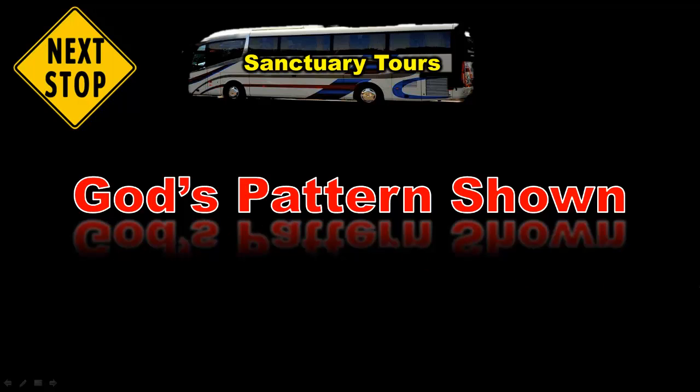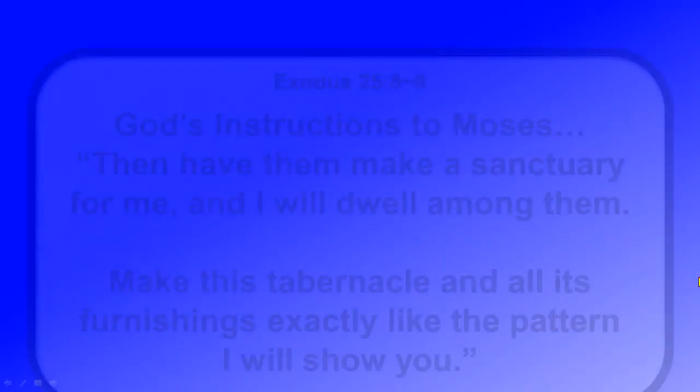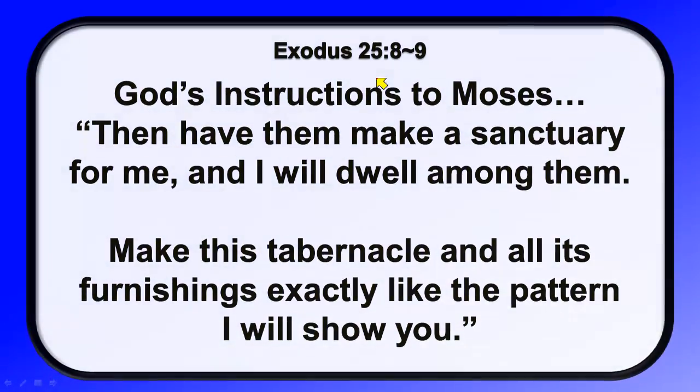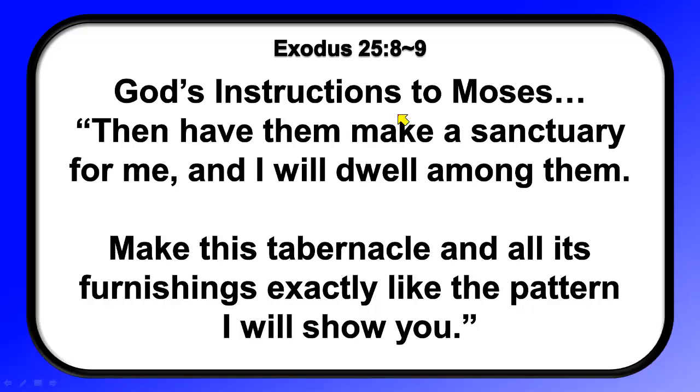Where did we get the pattern for the sanctuary? In Exodus 25 we read, God gave instructions to Moses. He said, "Then have them make a sanctuary for me, and I will dwell among them. Make this tabernacle and all its furnishings exactly like the pattern I will show you." So God gave the pattern to Moses, and he was told to make it exactly like it was shown to him.